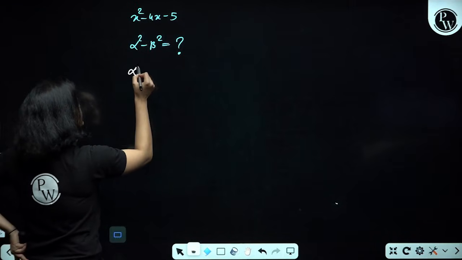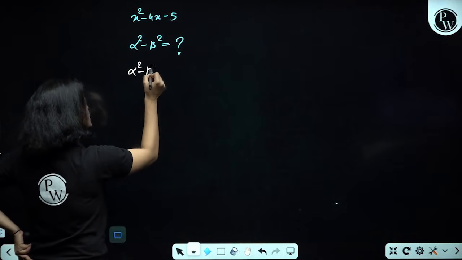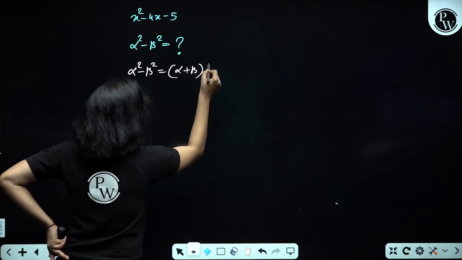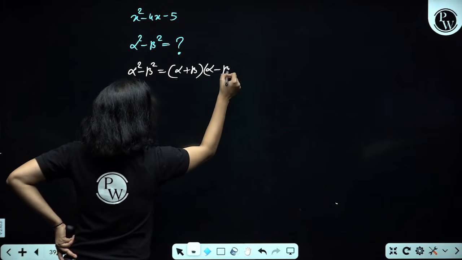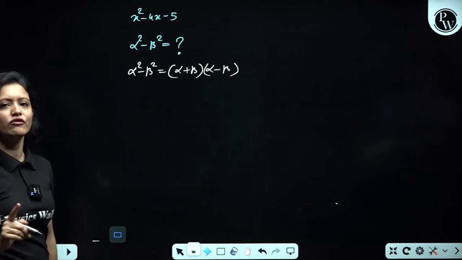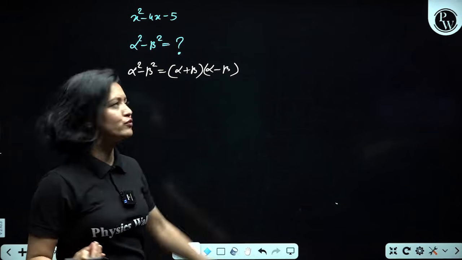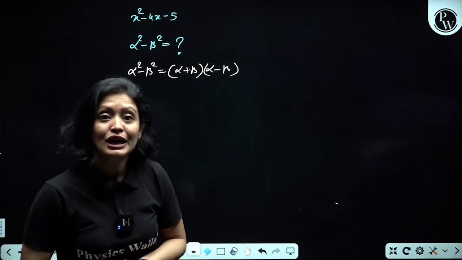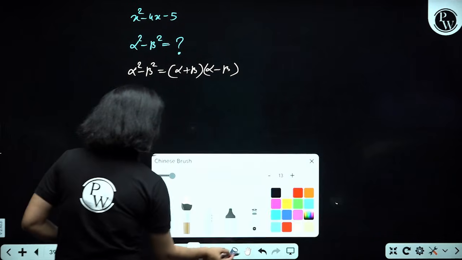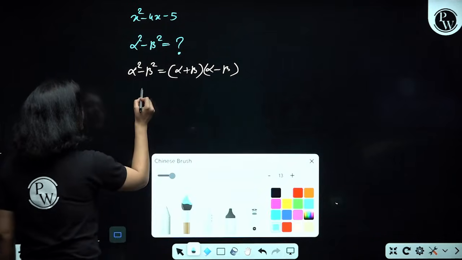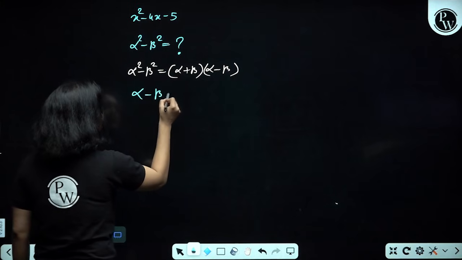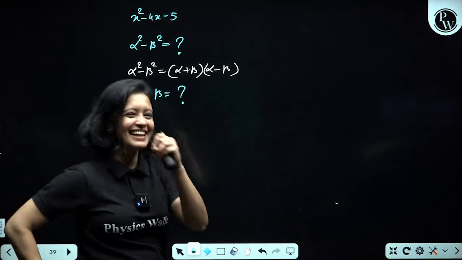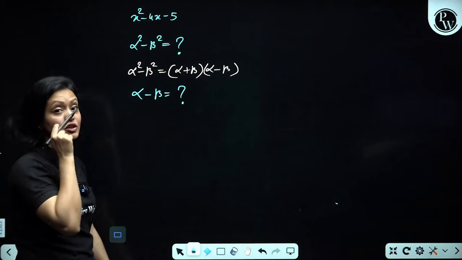I know that alpha square minus beta square is equal to alpha plus beta into alpha minus beta. Now, I know the value of alpha plus beta. That's very easy to figure out from the given polynomial. But alpha minus beta, how would I figure that out? So now the question has changed to figuring out alpha minus beta. How will you figure this out? Let's see. This is very easy, and it's very interesting also.